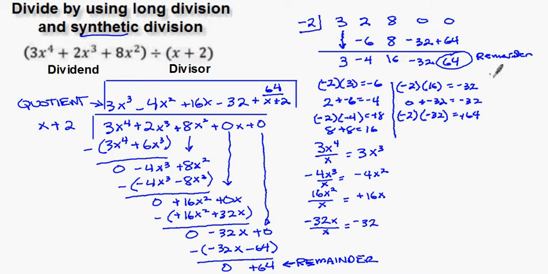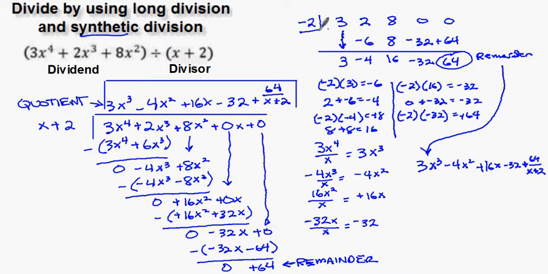And then we just write out the quotient, the answer, right here. We start with the 3, and that's going to be x cubed minus 4x squared plus 16x, minus 32 plus 64 over x plus 2. Done.